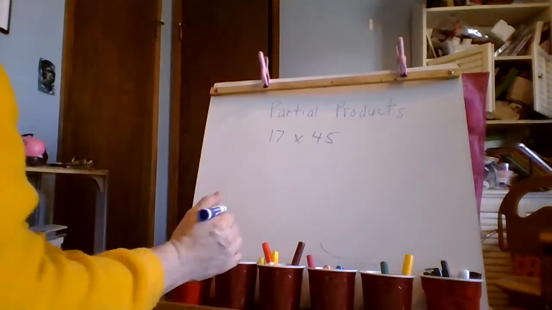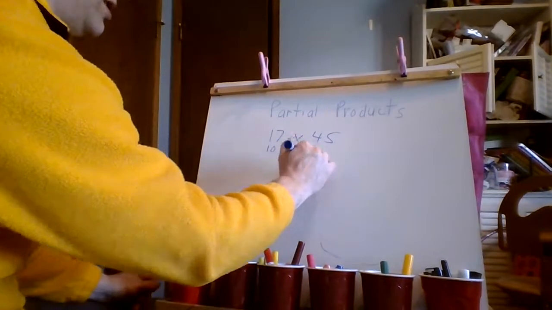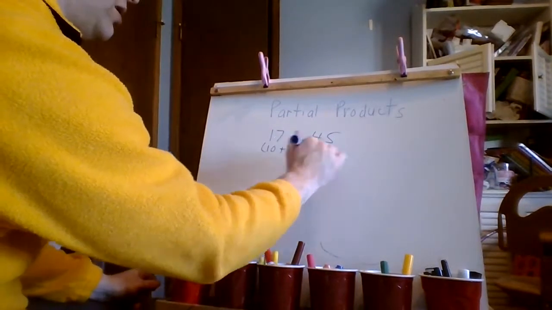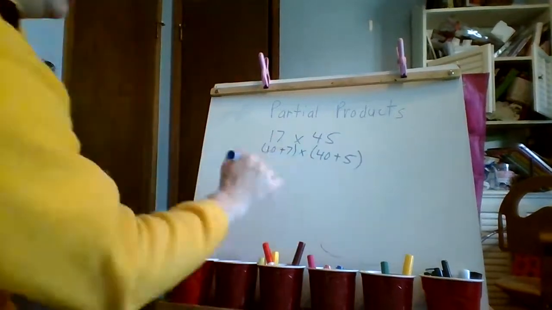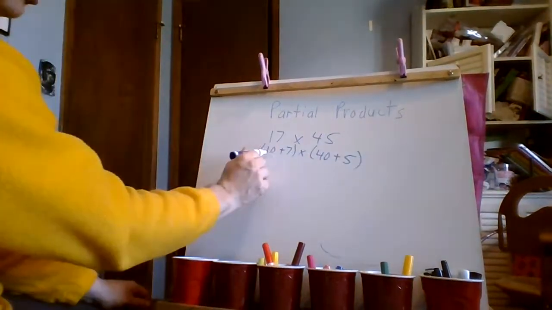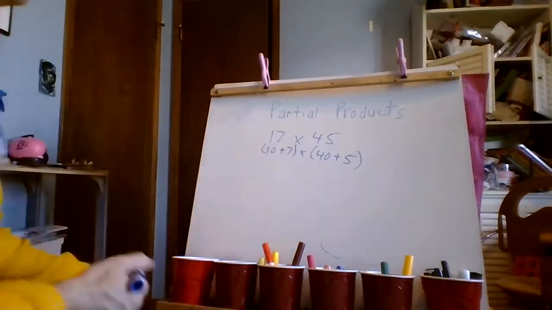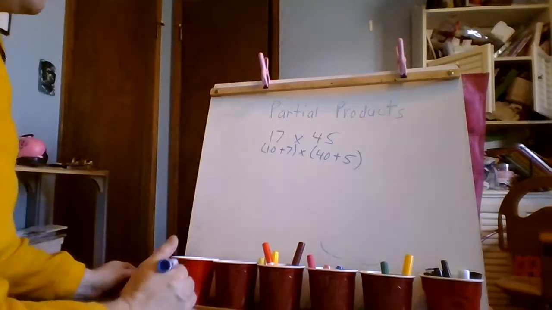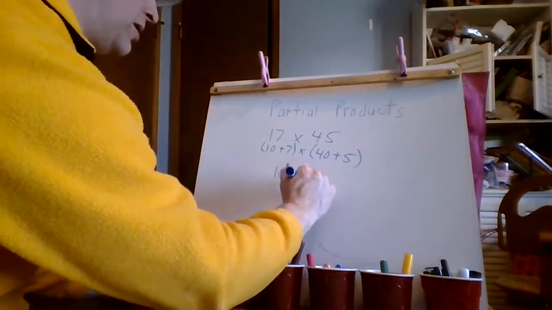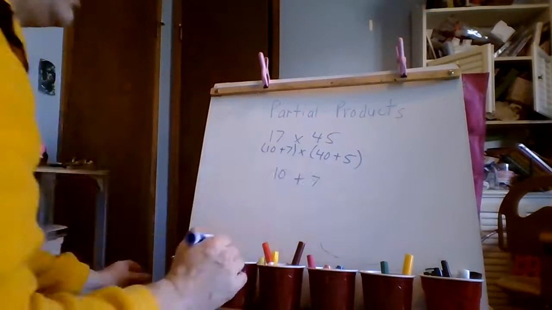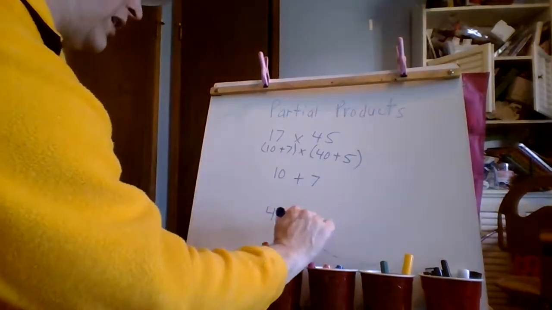So again, ultimately, you're going to be breaking 17 down into 10 plus 7, times 45, which would be 40 plus 5. If you break it down by place value, there's 1 in the tens, so there's 1 ten, and there's 7 ones. There's 4 tens, which are 40, and 5 ones. What I would do on this one is call this the bow tie method. So I take 17 and do 10 plus 7, and underneath it I do 45 and put 40 plus 5.